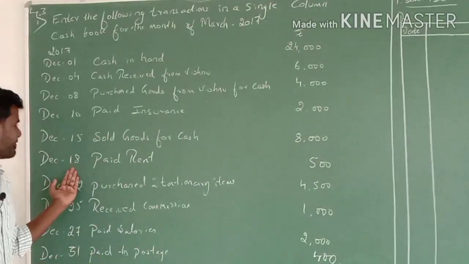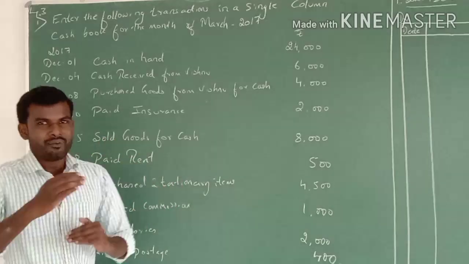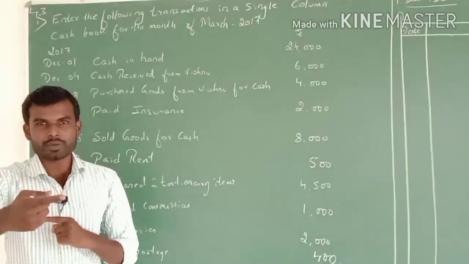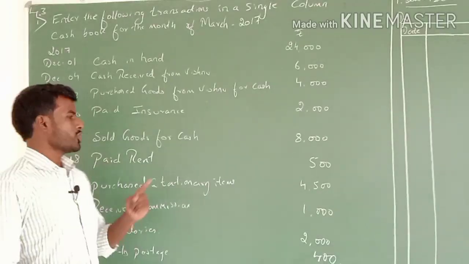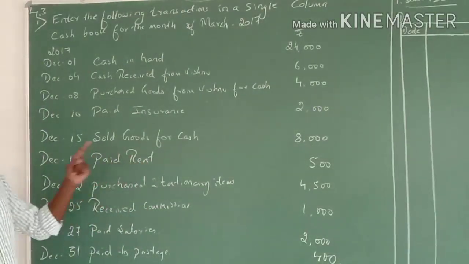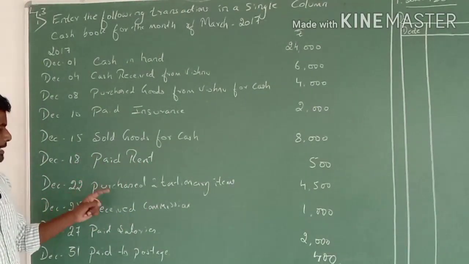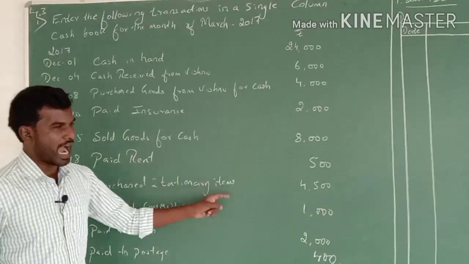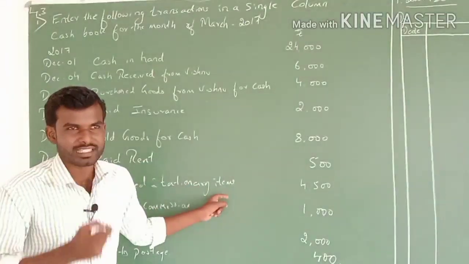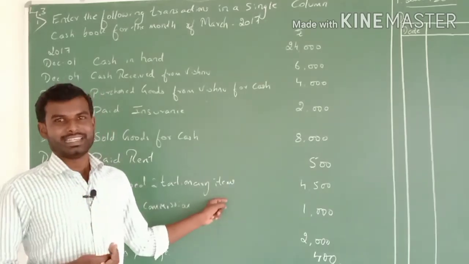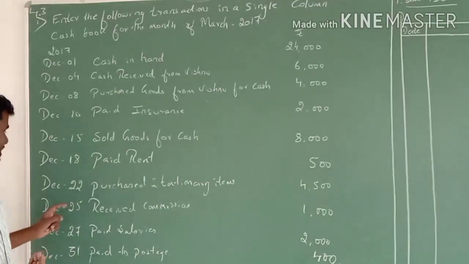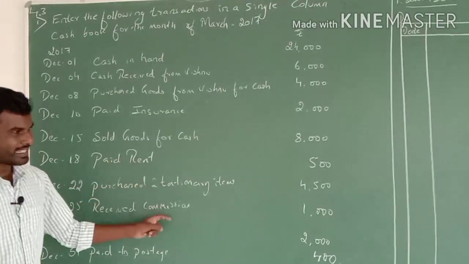Again, on December 18th, paid rent. When we pay the rent, what happens automatically there? Immediately the cash balance decreases. So it should be recorded under the credit side. December 22nd, purchased stationery items. When we purchase the stationery items, what happens immediately there? The cash balance decreases.